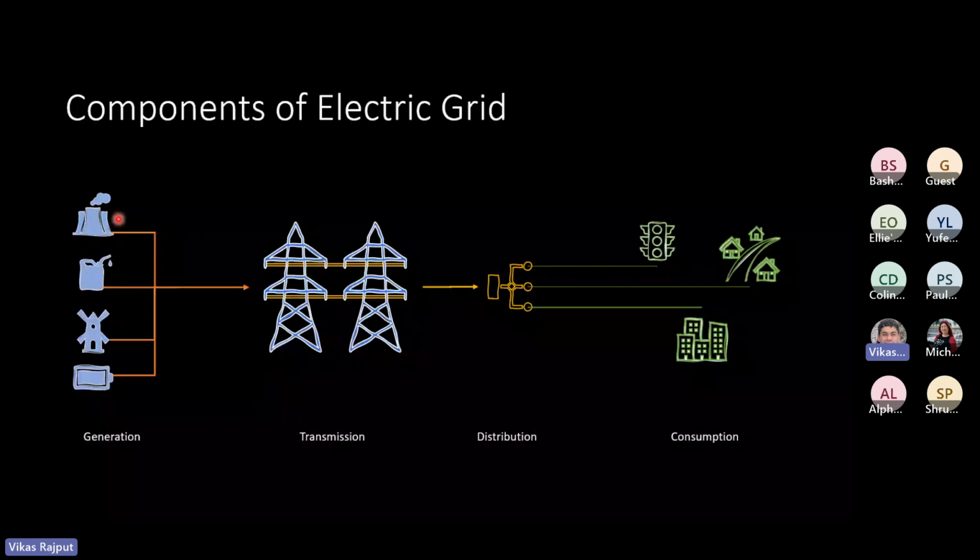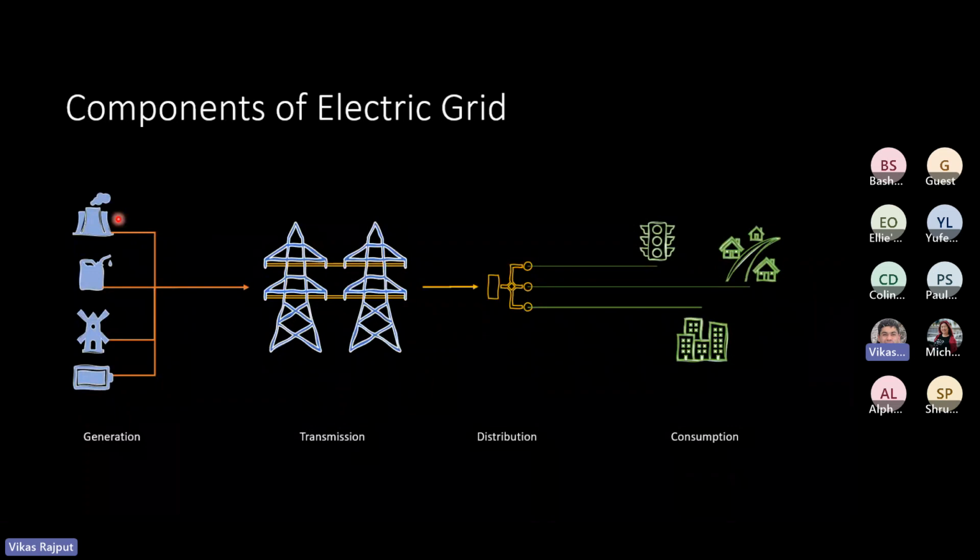Right. So let's keep that aside. Once this is all generated, it is not at a scale or a voltage that we can just plug our day-to-day household appliances into and start consuming straight away. That's where the transmission lines come in.